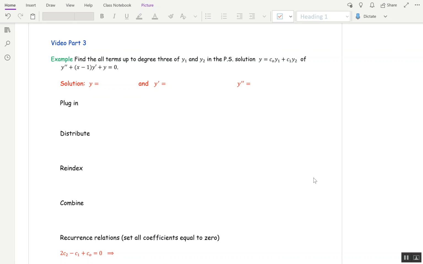Welcome to the last video of section 8.3. We want to find a power series solution only up to degree 3 for this differential equation here.